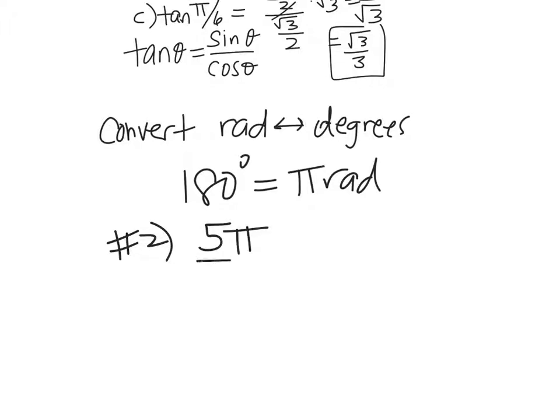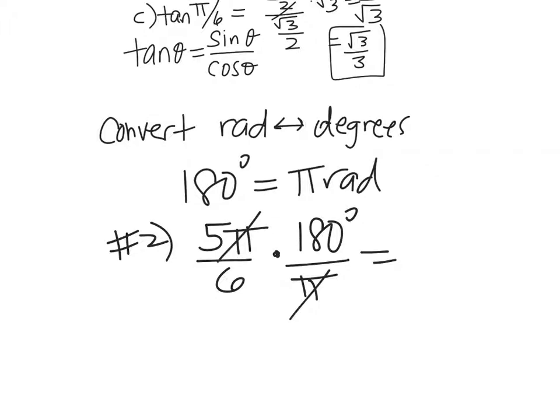5 pi over 6. Okay? That's an angle measure in radians. It's in quadrant 2. But we want to find out what degrees it is. So we're going to do 180 degrees over pi radians, and then you just multiply this out. The pi's will reduce. 5/6 of 180 is, what is that, 150? 150 degrees. Okay? Definitely in quadrant 2.